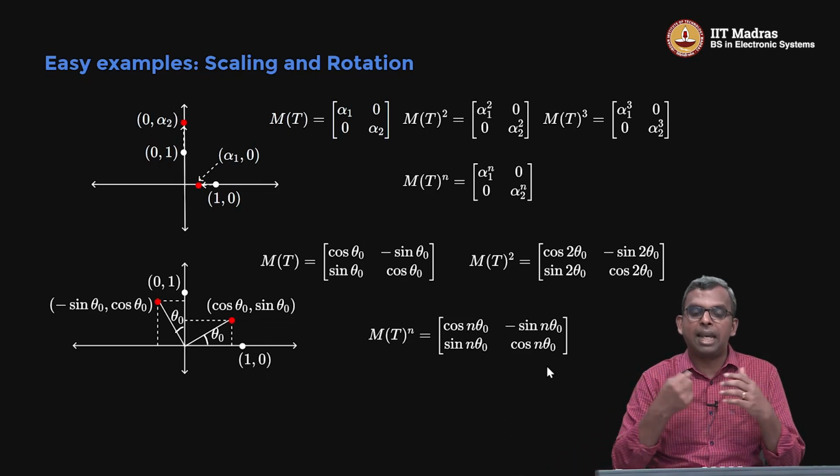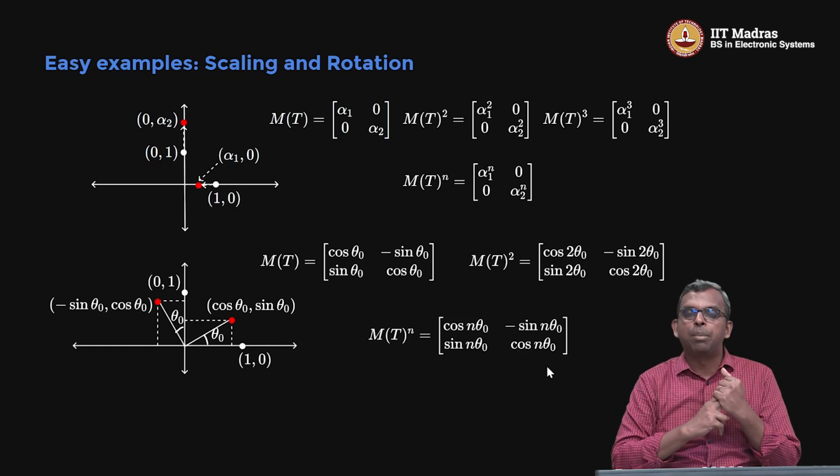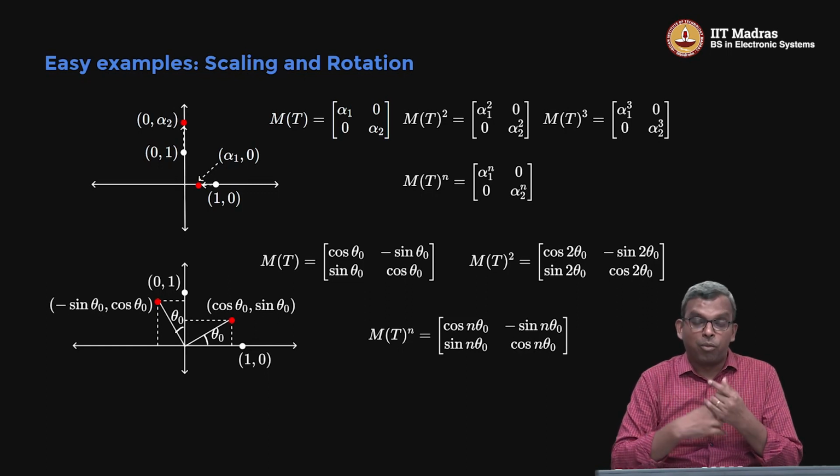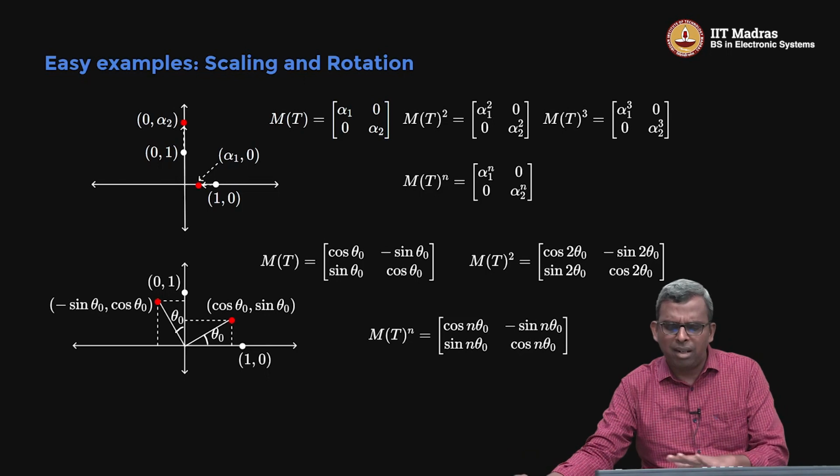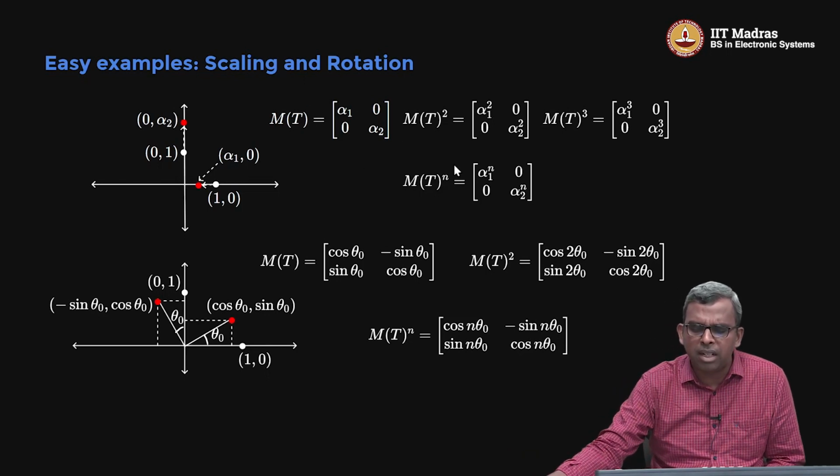So, we have seen here that scaling and rotation are very simple examples for matrix powers. These are very simple. But leave alone rotation, diagonal seems particularly simple, right?